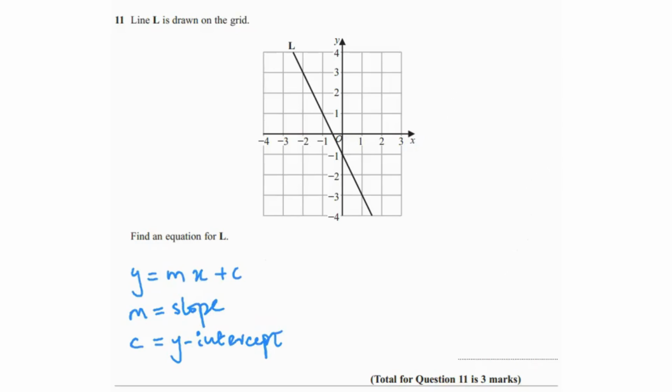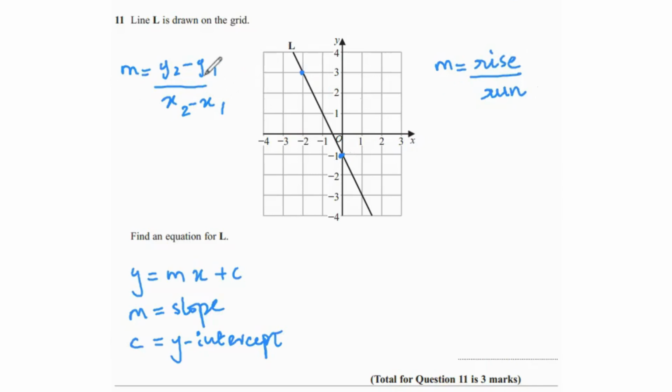So to find the slope, either you can pick 2 points from the line and put them in the formula. The formula is y2 minus y1 over x2 minus x1. Or you can just use rise over run, which is basically the same as the formula, but it's just a different way of writing it. So what we can do is pick 2 points, preferably whole numbers. So we pick this point and we pick this point.